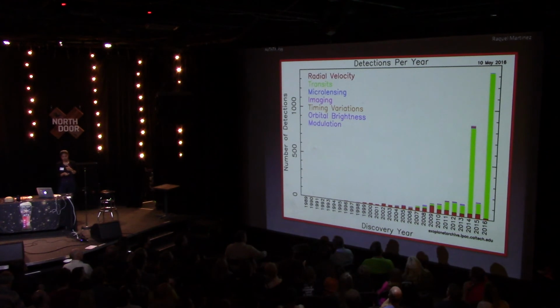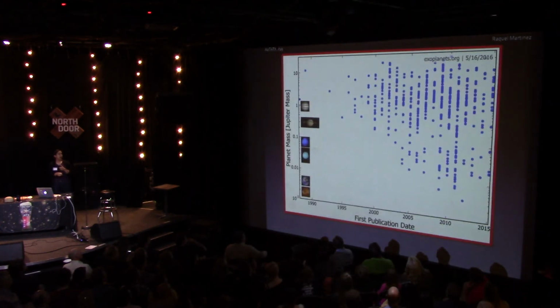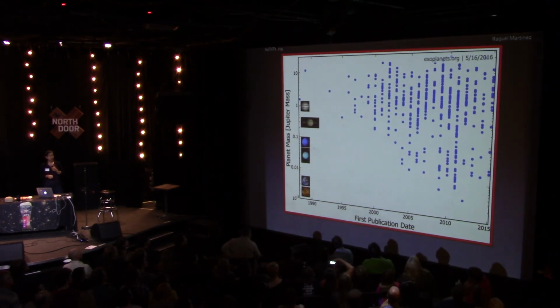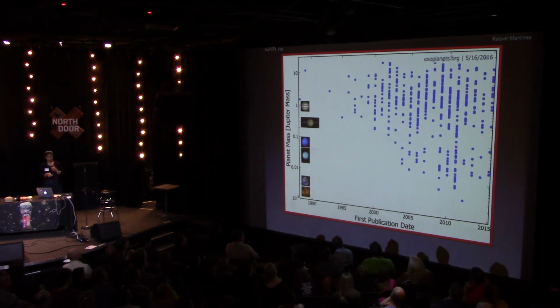And so what kind of planets were we finding? Here's another plot that shows the mass of the planets found through the RV method as a function of discovery date. And as you can see, as time marched on, we were finding smaller and smaller mass planets. And these are the planets in our solar system for scale. And so we're right about getting to an Earth-mass planet with the RV method.